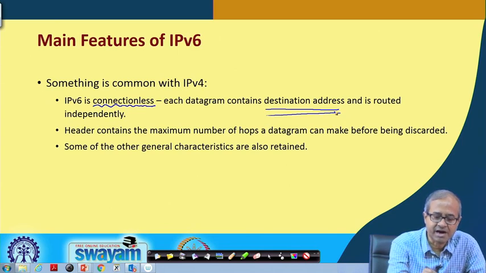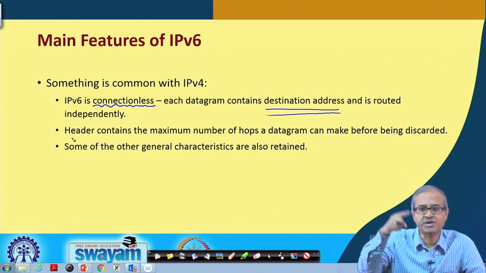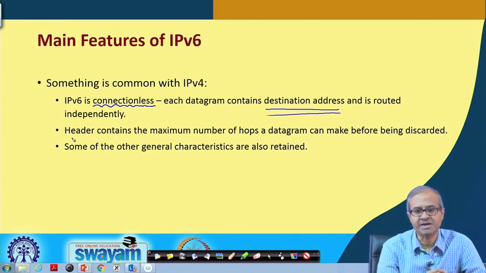And just like in IP, there was a time to live field, it told you what is the maximum number of hops a datagram can take before it will be discarded. At every hop the TTL field was decremented by 1. So, whenever it reaches 0 the packet gets discarded.